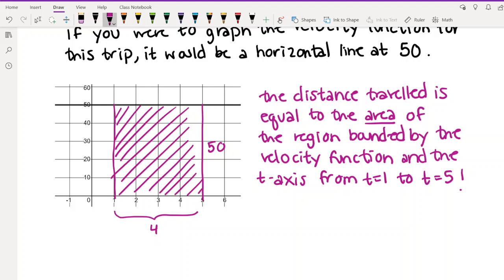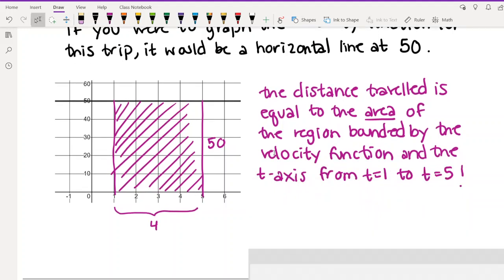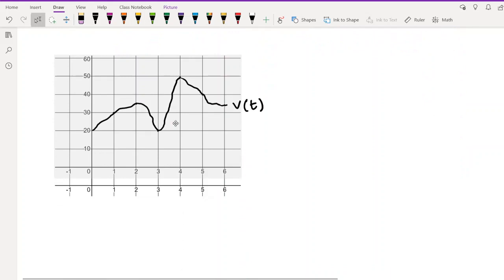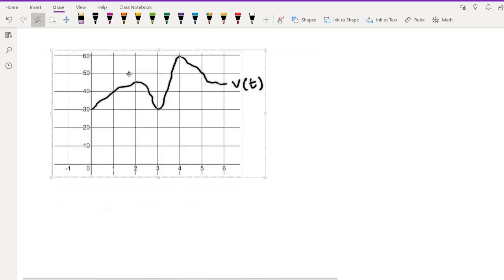There's a few details that I'm brushing over right now, but for now we'll just say that the area bounded by the velocity function is equal to the distance traveled. And that's true even when your velocity function isn't constant. So again, later we'll learn about finding exact areas. For now, we're just still doing approximation. So I'm going to pull up a different velocity graph. Oops, I forgot that this is not attached, so I need to select the whole thing.